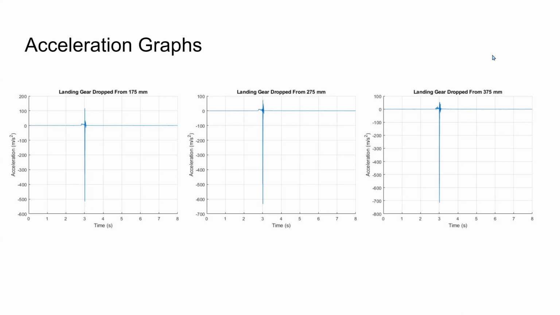Here we have the acceleration graphs. Again, the acceleration before and after is 0 meters per second squared. We see an increase up to about 10 meters per second squared, which is the landing gear falling and experiencing acceleration due to gravity. That's why it's about 10, or 9.8 to be exact. Then it experiences a big negative acceleration as it hits the table and springs back up. And then it stops moving and experiences 0 meters per second squared of acceleration. Next slide.